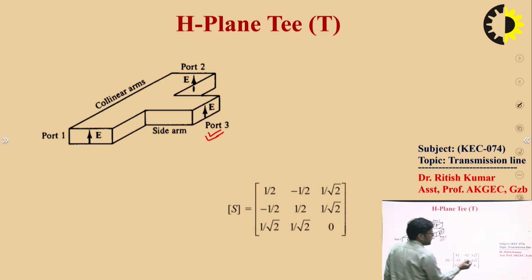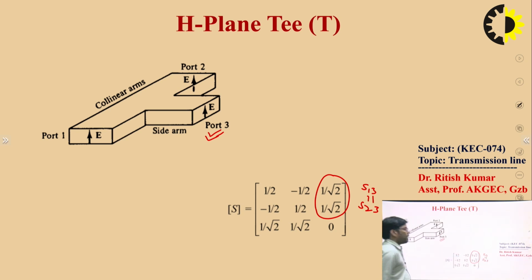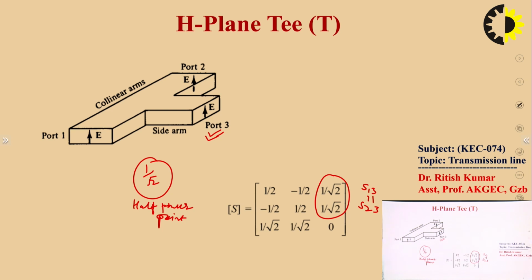You can clearly see here, if you compare S13 and S23, both are equal in magnitude and in phase as well. And 1 by root 2 is the half power point as well. So we can say E plane T and H plane T are power dividers if you apply the power at the auxiliary arm.